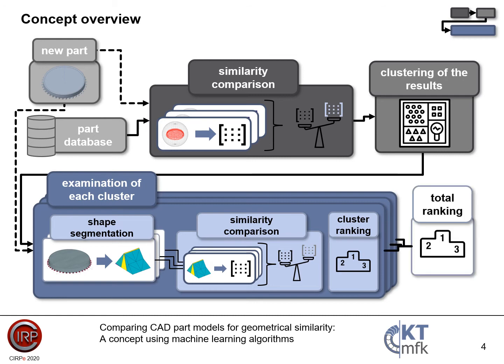At the end of the process, each local cluster is ranked and finally linked to the clusters of global similarity. In the last step, an overall ranking is determined and the corresponding components can be displayed to the user. And now on the next slide, I would like to show you how this projection method works in more detail.